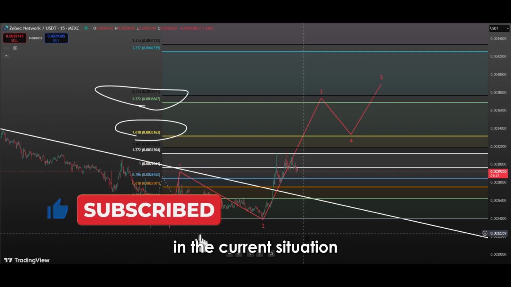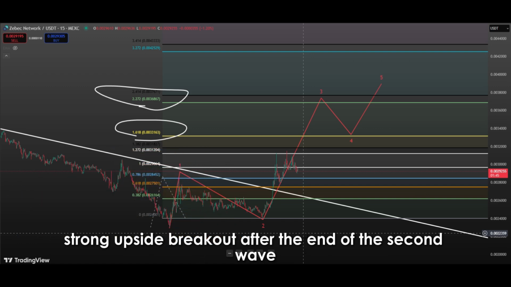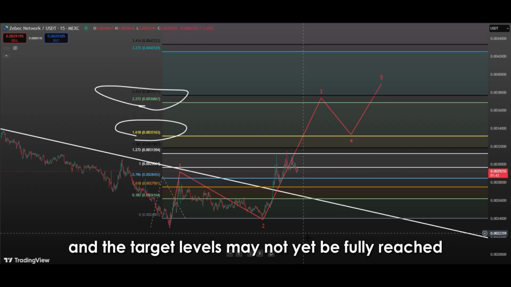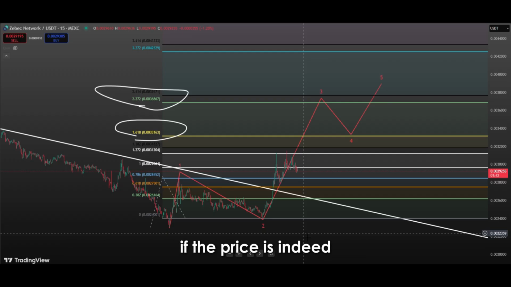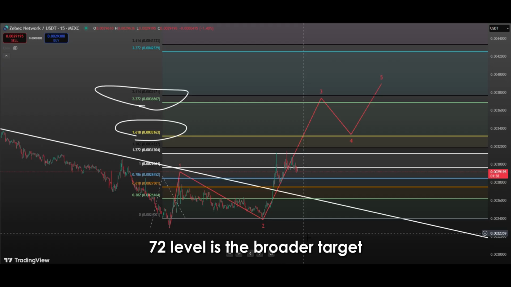In the current situation, the price action has clearly started a strong upside breakout after the end of the second wave. This suggests that the third wave is actively working and the target levels may not yet be fully reached. If the price is indeed expected to reach the ideal size compared to the first wave, then the 1.618 Fibonacci extension level is the first target, and the 2.272 level is the broader target.